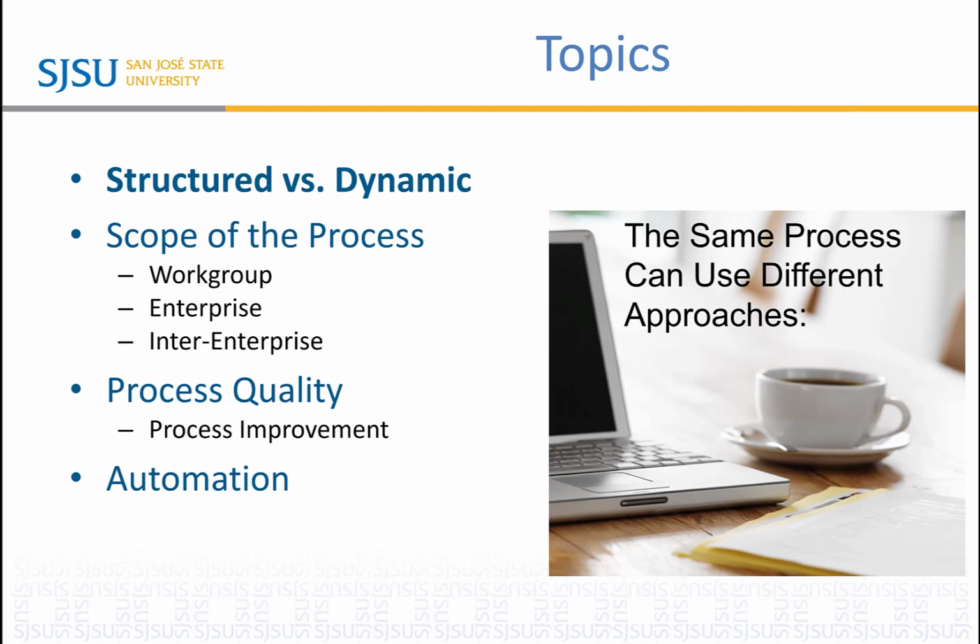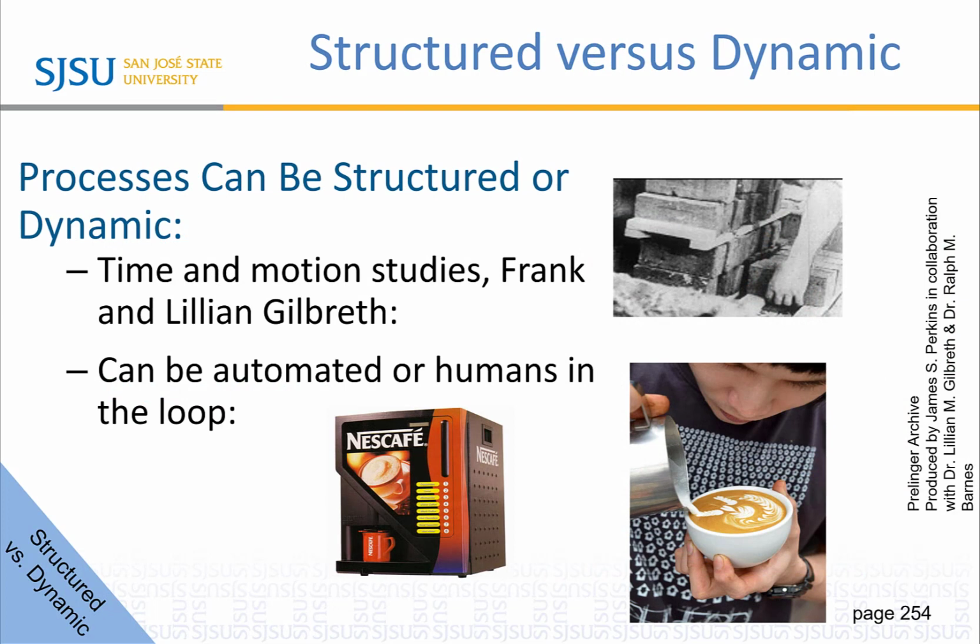There's 5 topics about processes that I'm going to talk about today. The first 4 are from the book, and the last one on automation is from the HBR article in Canvas and the video with David Autor. The first topic we're going to talk about is whether processes are structured or dynamic. Later in our discussion of automation, the processes that are right for automation are those that are more structured, but there can also be very structured processes that involve no automation.